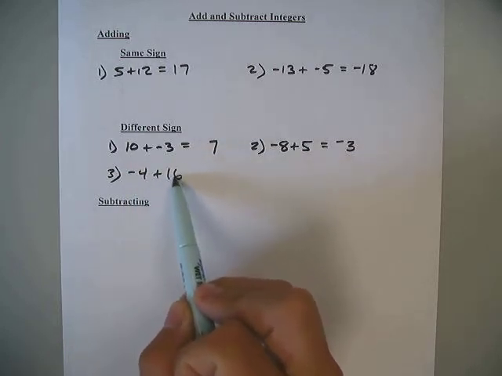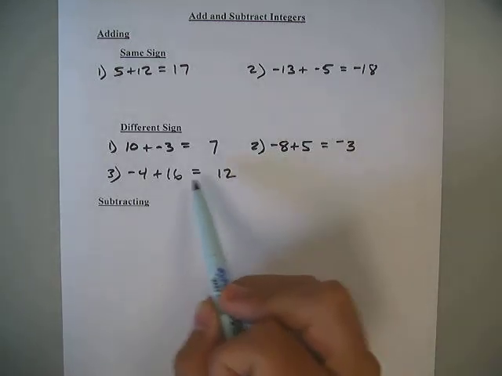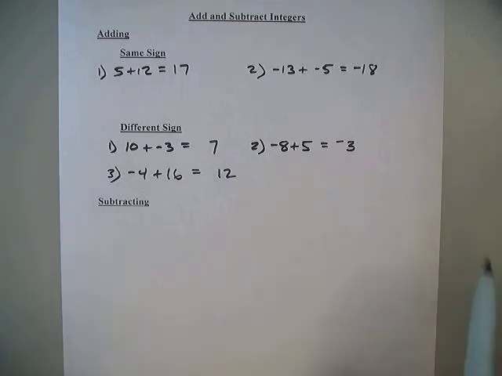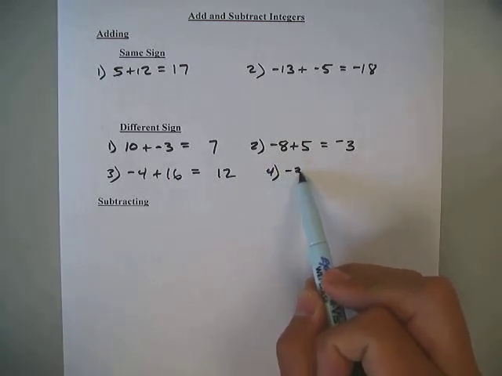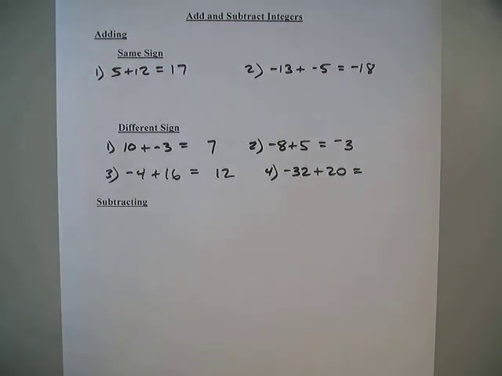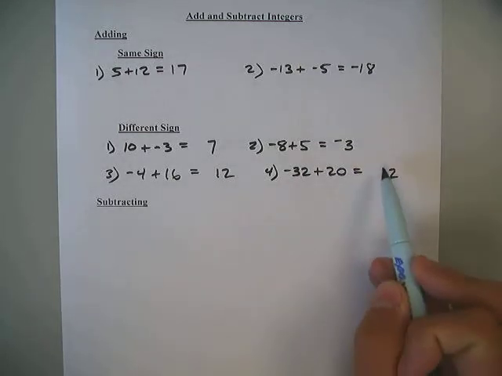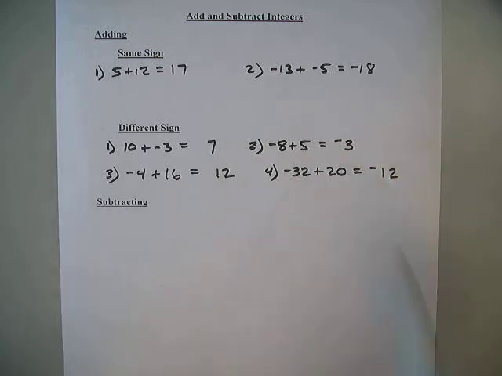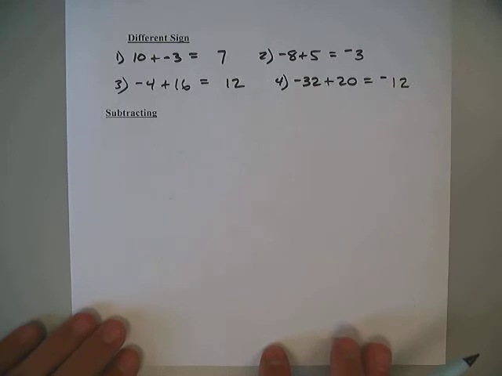Okay, what about this one? What do you think there? Negative 4 plus 16. Well, again, if I subtract, I'm going to get 12, and there'll be more positives, so my answer is positive. Let's try one more. Negative 32 plus 20 equals. Well, once again, you have more negatives than positives, so if I subtract, I'll get 12 as an answer, but this time there'll be 12 negatives because there were more negatives to begin with.